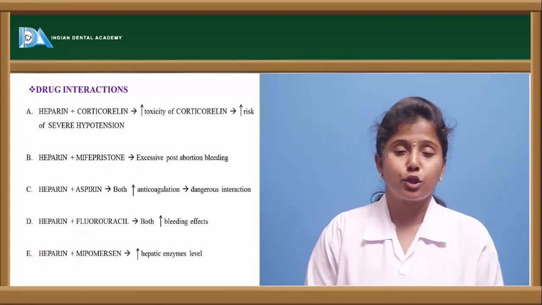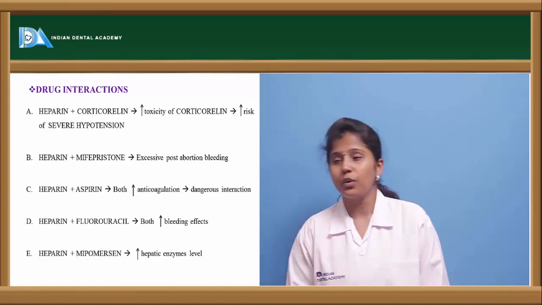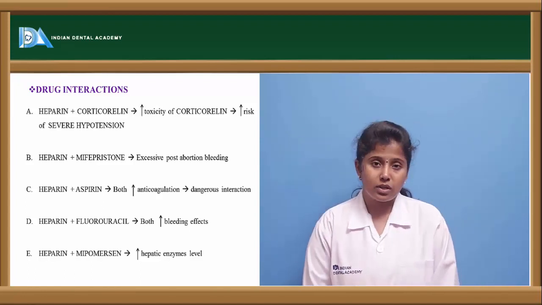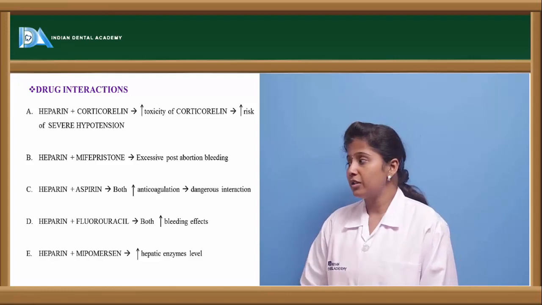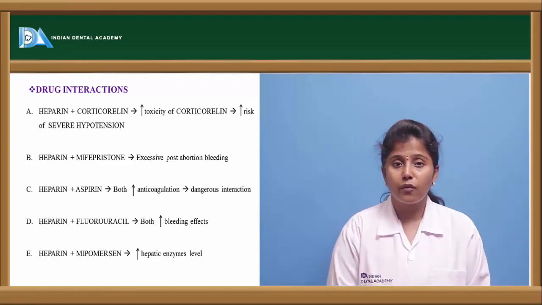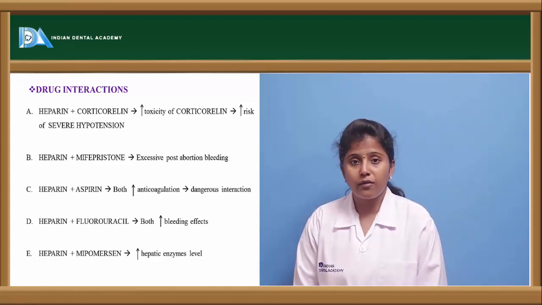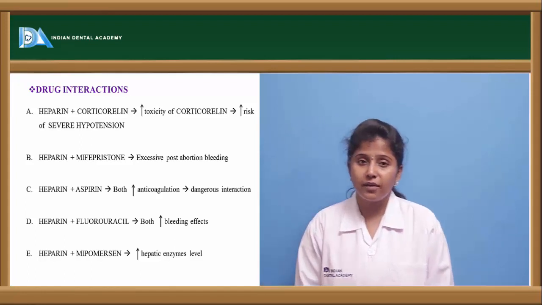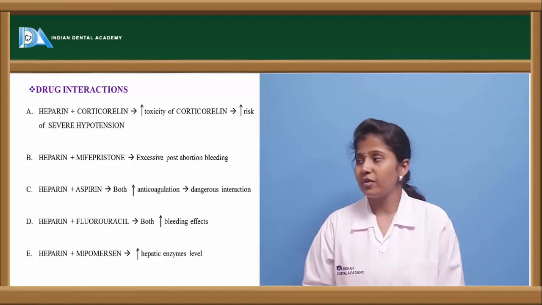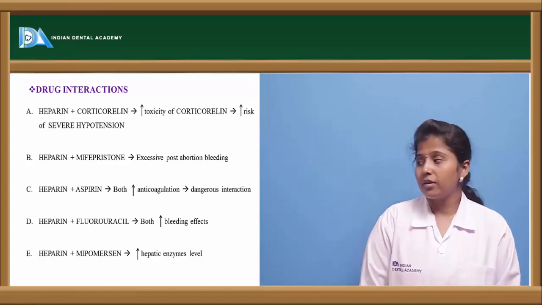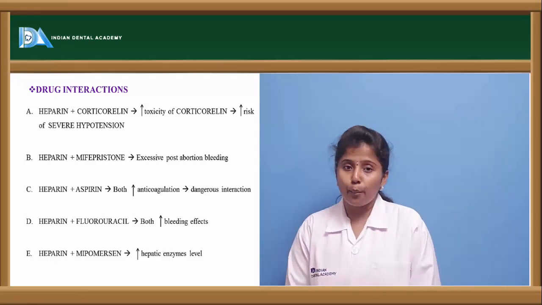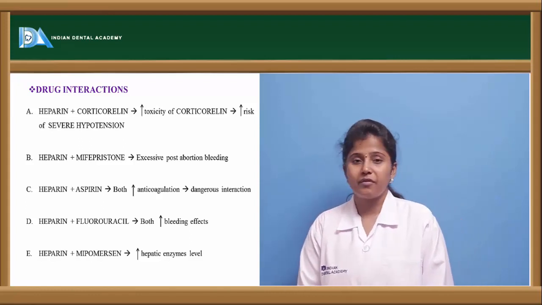So what are the drug interactions with this heparin? If heparin is given with corticotropin, then it increases the toxicity of this drug. If the drug toxicity is increased, then it leads to severe hypotension. There will be a severe fall of blood pressure. And this heparin should not be given with mifepristone, because it will cause excessive post-abortion bleeding. So after abortion, the bleeding will be more if this drug is given with mifepristone.